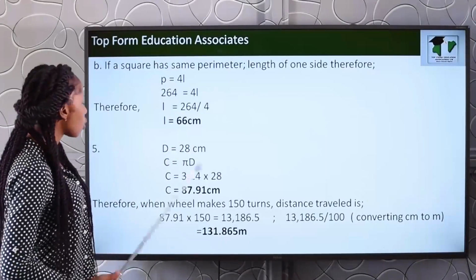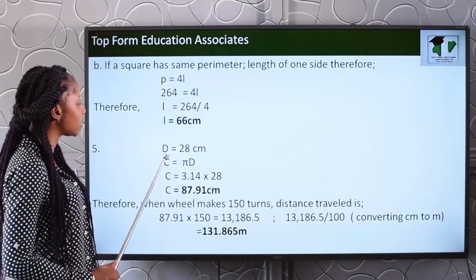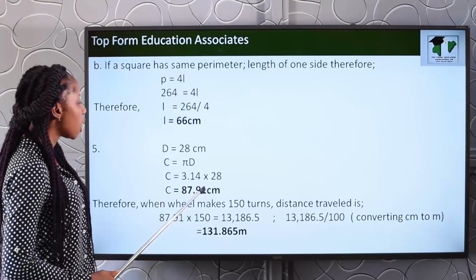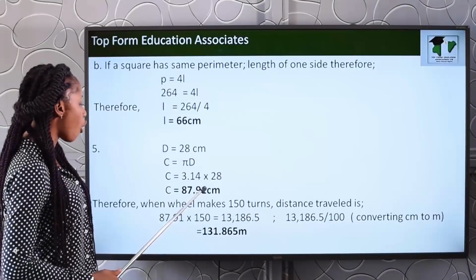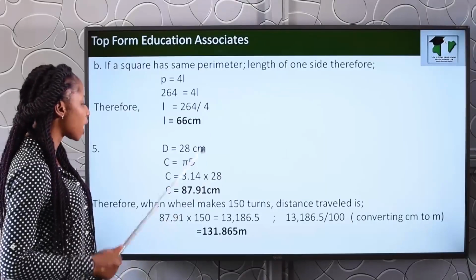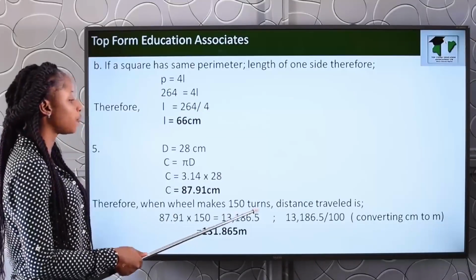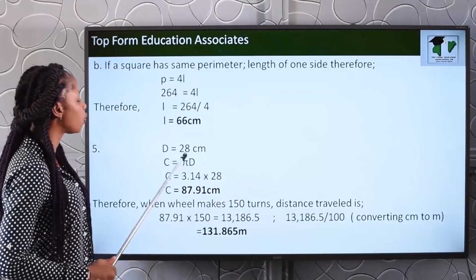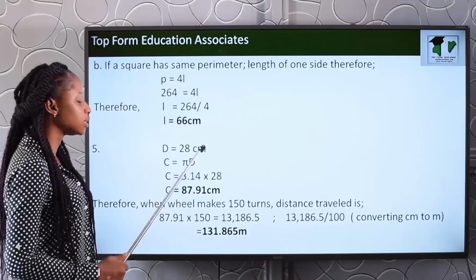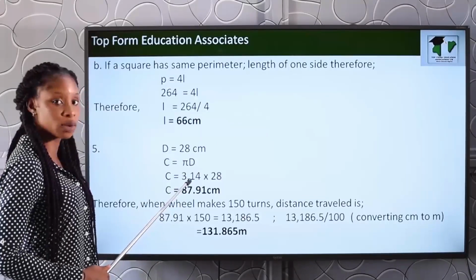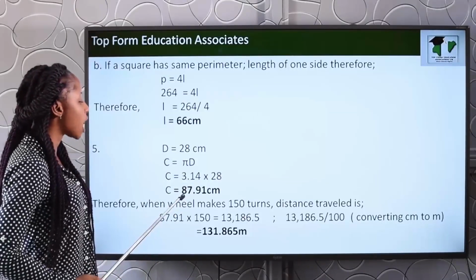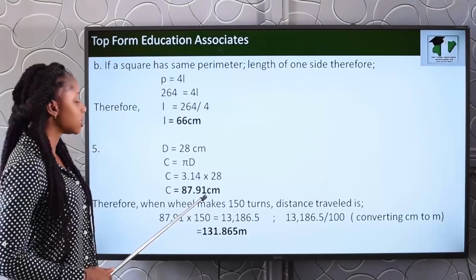Now, the final question, we're given a diameter as 28 centimeters, and we're asked to find the circumference, and we're also asked to look for the distance the car travels when it makes 150 turns. So first of all, let's look for the circumference. When diameter is given, circumference is equal to pi d. Pi, our constant, is 3.14. We multiply it by the diameter, which is 28, and we have the circumference as 87.91 centimeters.